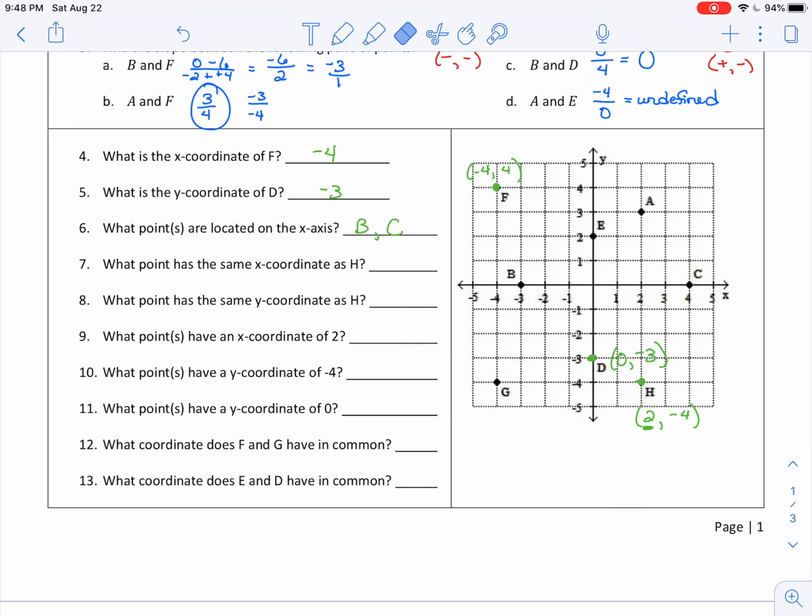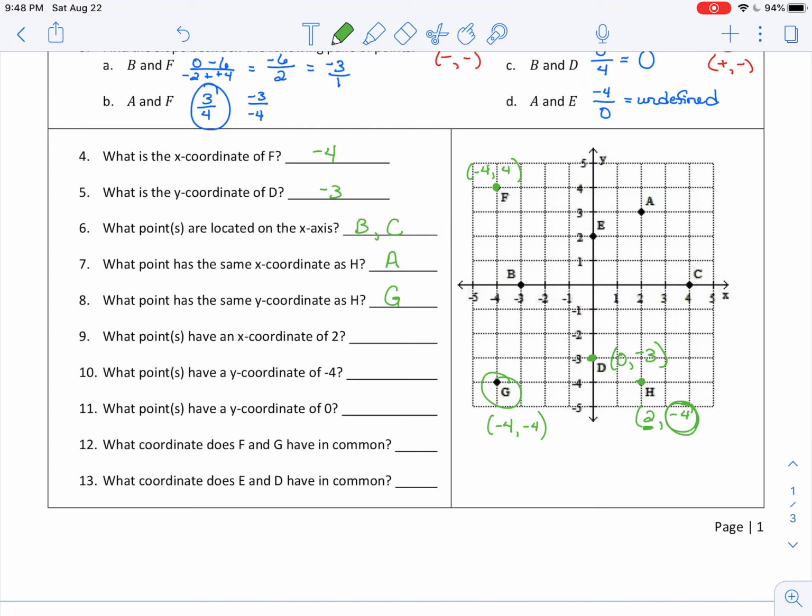Point A moved 2 to the right. It also just moved 3 up. Now if I want the y-coordinate as H, y-coordinate is -4. It moved 4 down. The only other point that has gone 4 down on this graph is point G. G is also 4 to the left, but it is also 4 down too.